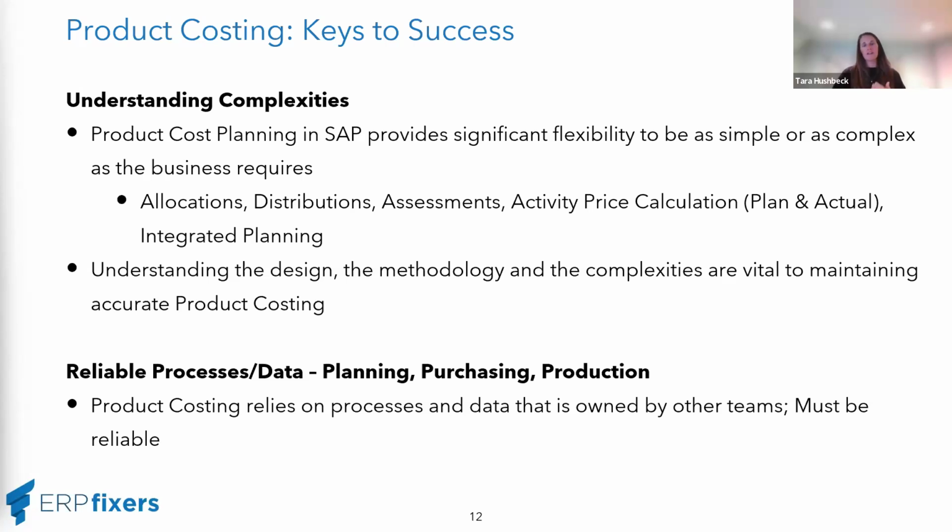And then that second item, this next key to success here, is reliable processes and data. So product costing relies on a lot of processes and a lot of data that aren't owned by us. We don't control the data, we don't control how it's updated, things like that. It's owned by other teams. But we need to make sure that there are updating processes, that those other teams, planning, purchasing, production, just to name a couple, understand that that master data and those processes are being used by product costing, so that people aren't inadvertently making changes or shifts without consulting product costing, just to make sure everything stays accurate and reliable.